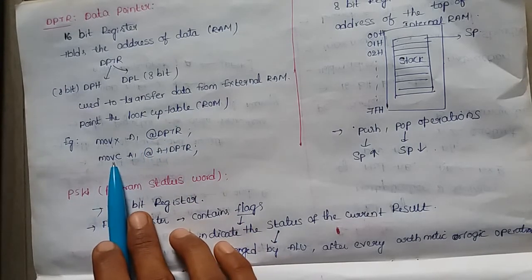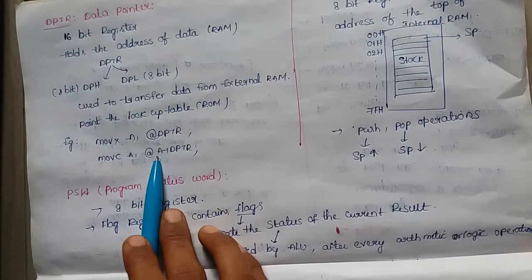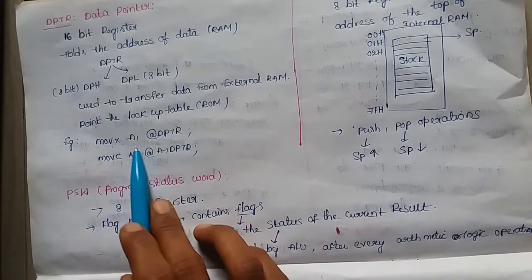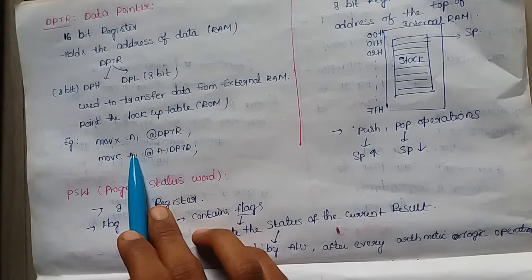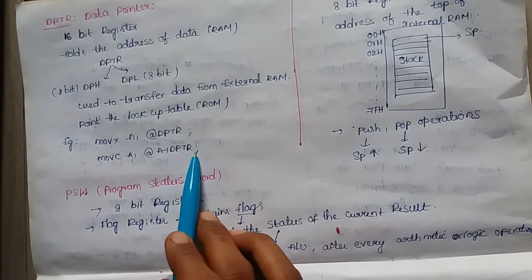Next example is MOVC A, @A+DPTR. Here A gets the data from the ROM location pointed to by A plus DPTR.